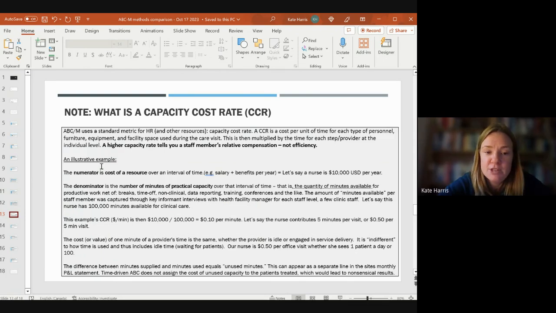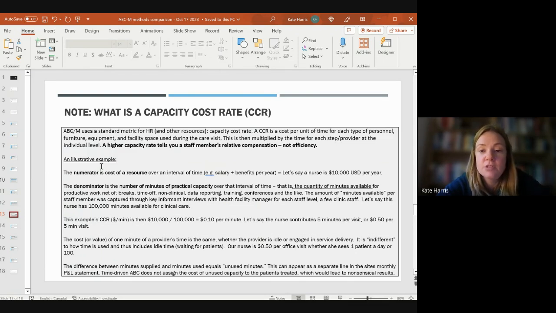So the numerator is the cost of the resource for an interval of time, and noting that this is the full salary. So let's say the full salary, benefits, everything it costs for that person is $10,000 US a year. And the denominator is the number of minutes of practical capacity over an interval of time. So the number of minutes available for work that is net, taking off of breaks, time off, non-clinical time, data reporting, training, conferences, all that kind of thing. So those are the minutes available.